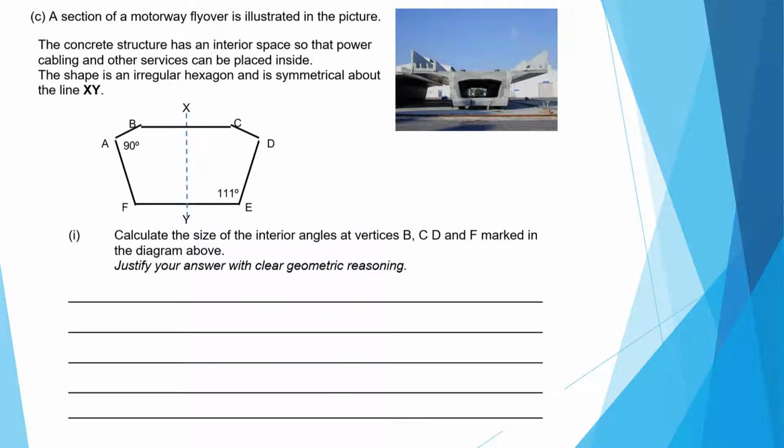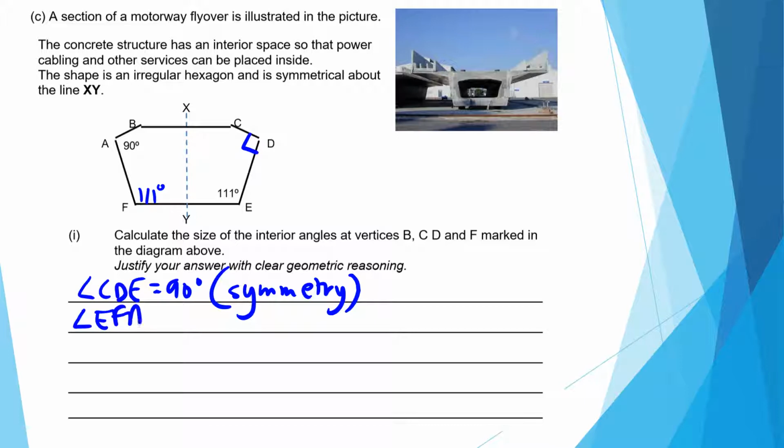Okay, so we're told that this is symmetrical, which means this one here must be 90 degrees as well. So angle CDE equals 90 degrees, and it's because of the symmetry in the shape. And it means that this one here is 111 degrees. So what's that? That's angle EFA is 111 degrees, again because of the symmetry in the shape.